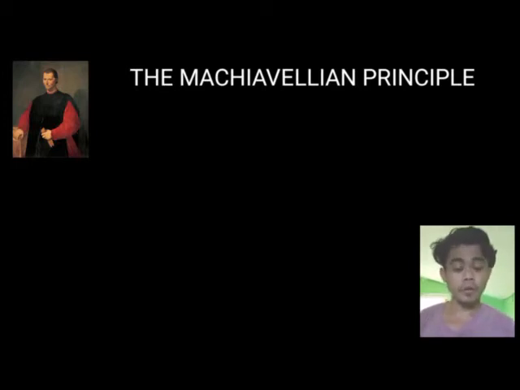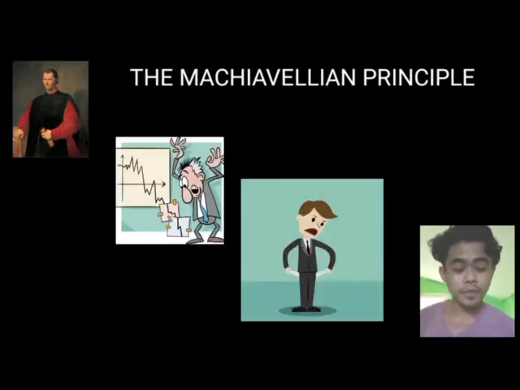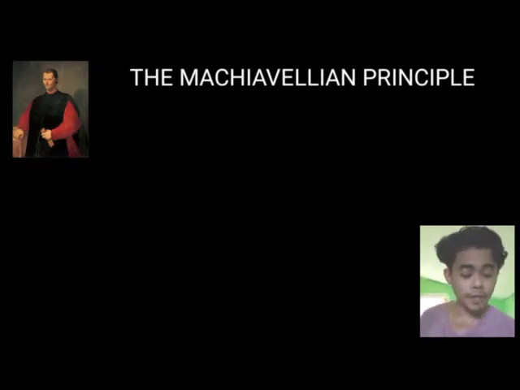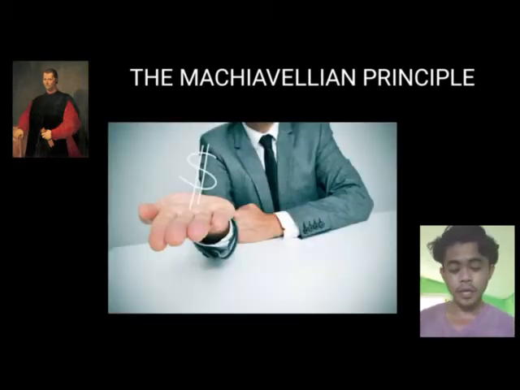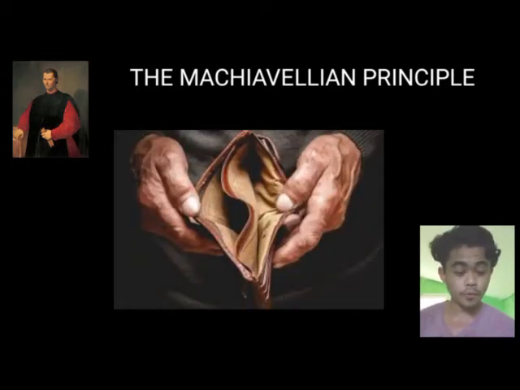Here are some examples of this principle when applied or practiced. On government. During Arroyo's time, the Philippines experienced a financial crisis and our economy may collapse. Applying the end justifies the means, the government implemented a 12% VAT to collect more taxes from people and therefore have more funds to spare for various projects for the poor.